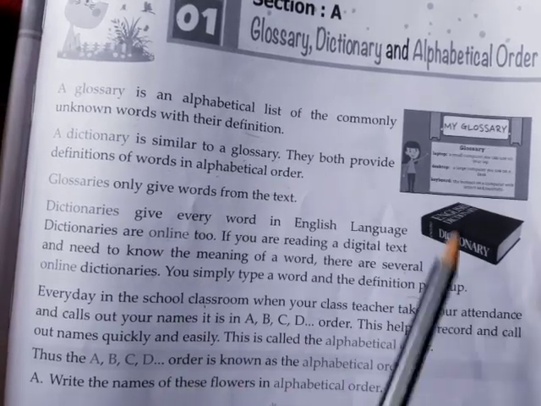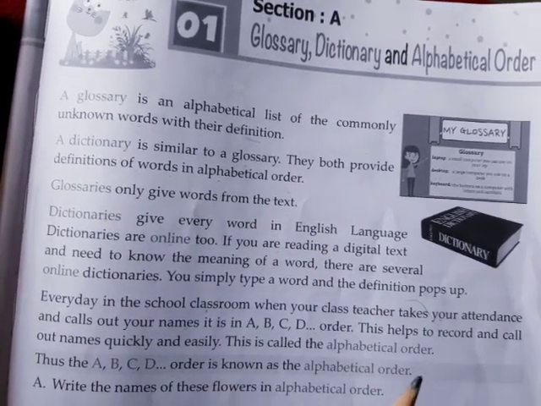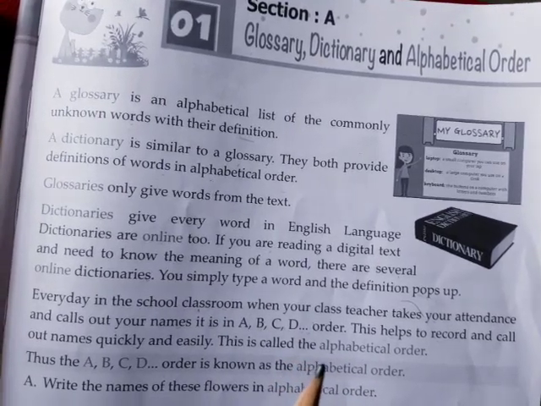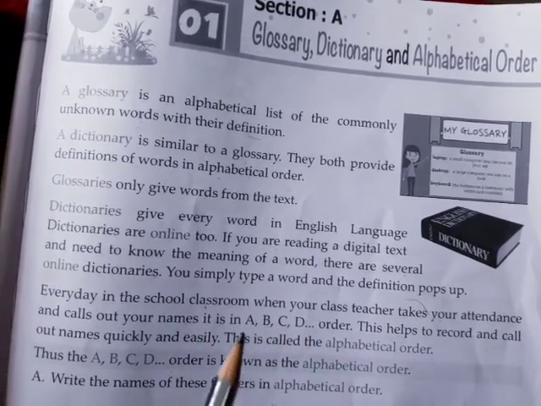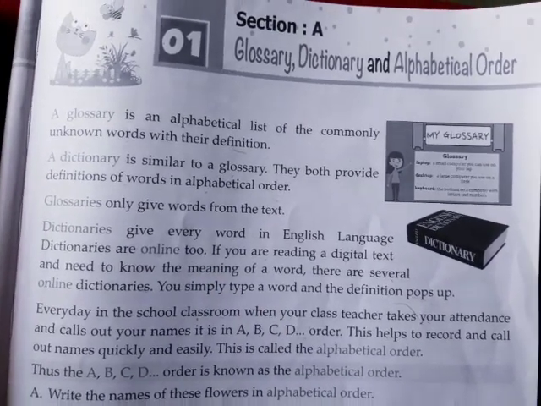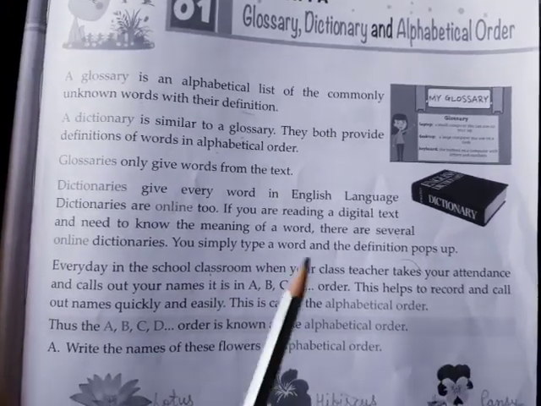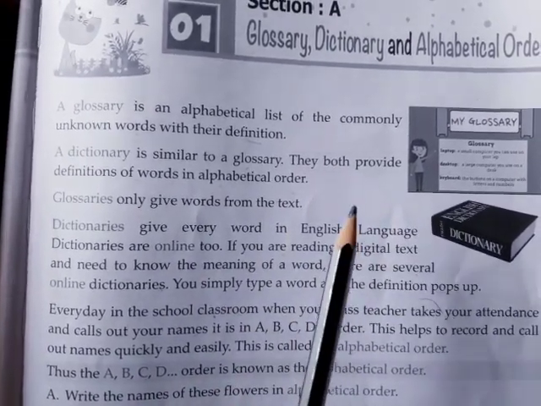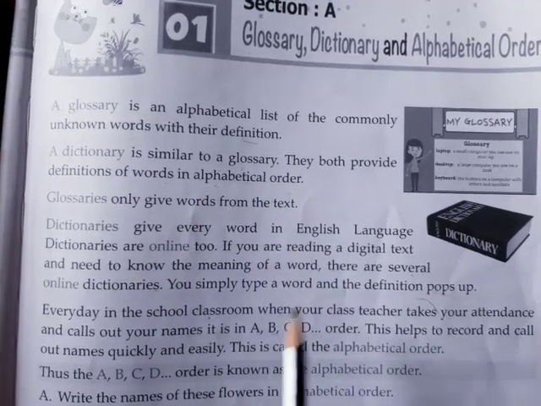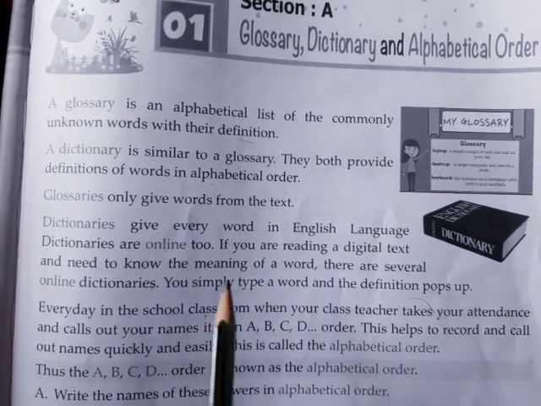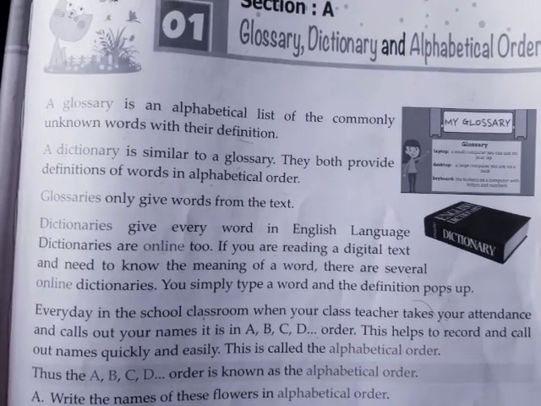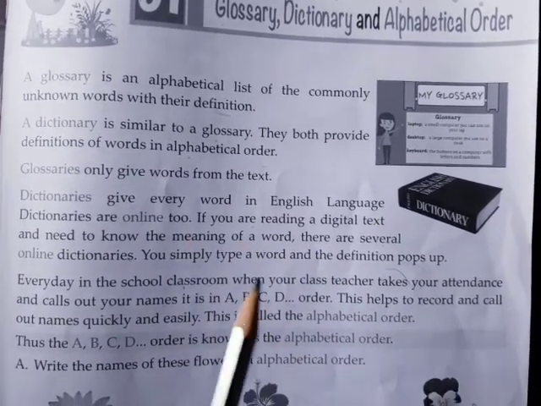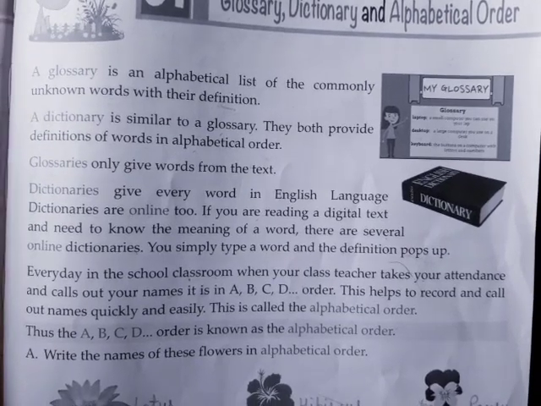So yeah, that's it. But I just want to tell you that there's one difference between a glossary and a dictionary. In a glossary, you would find the words, with their meanings and definitions, from the same text or the same passage or the same book. Whereas in dictionaries, you would find many words, not just limited words. Many means so many words are available in the dictionary. But in a glossary, only limited words are available.